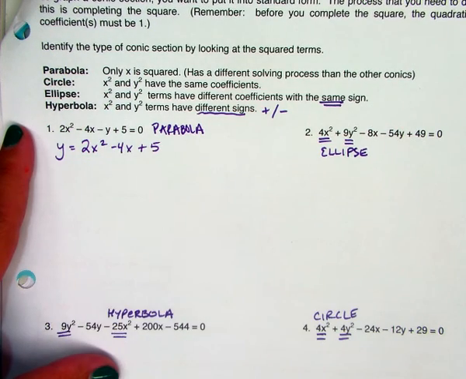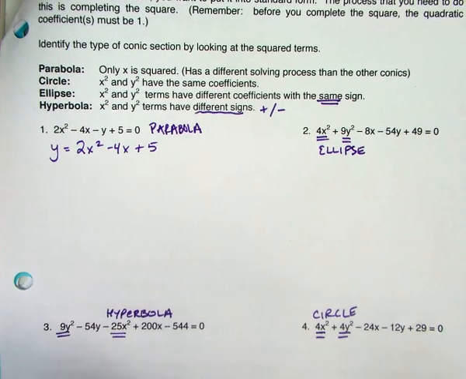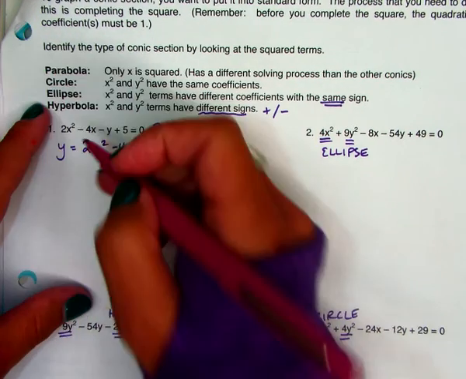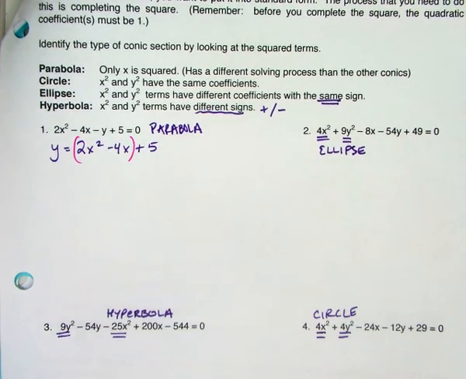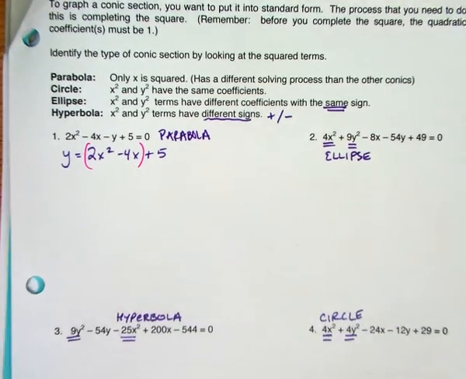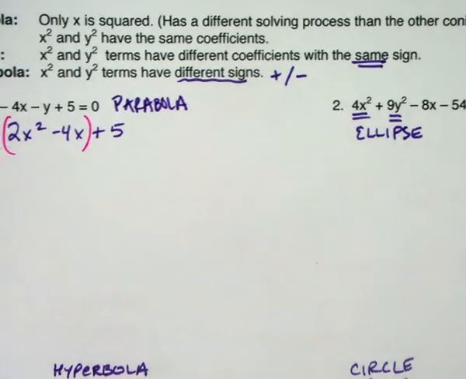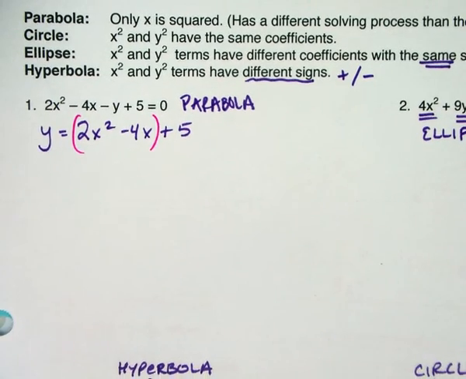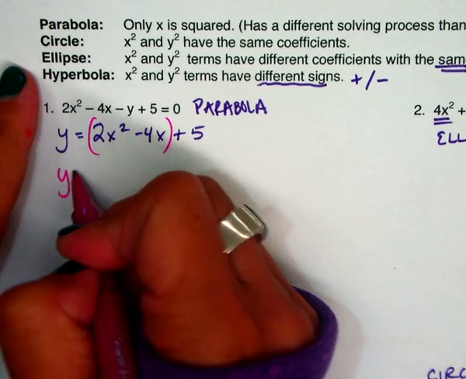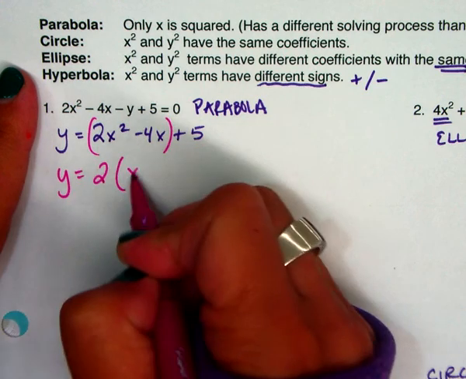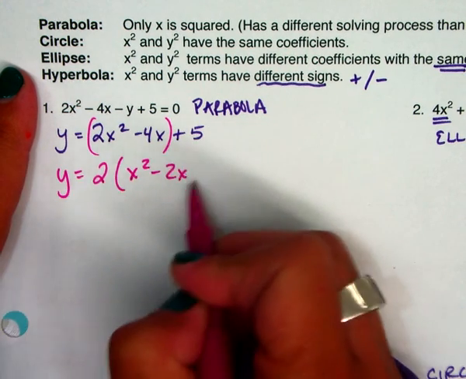If you recall the process of completing the square, in this case we're going to group those first two. Then what I'm going to do is factor out a 2, because before I can complete the square I need a coefficient of 1. So I'm going to factor out the 2. I'll be left with x squared minus 2x. Now here's where I can complete the square.